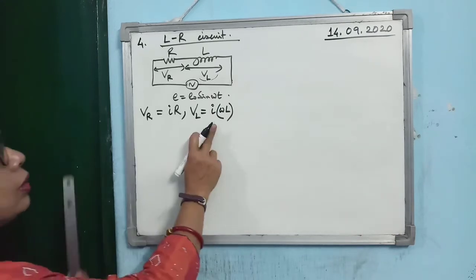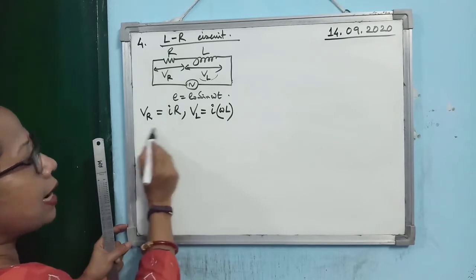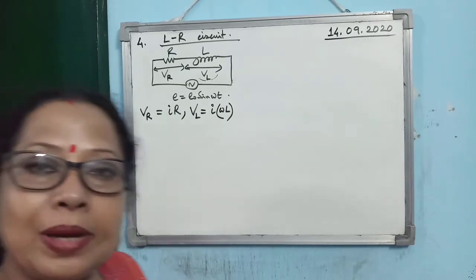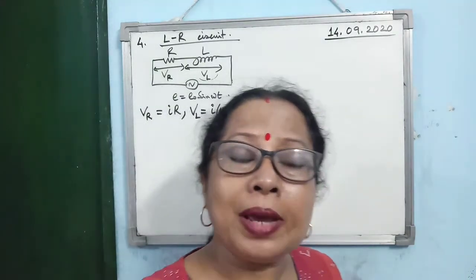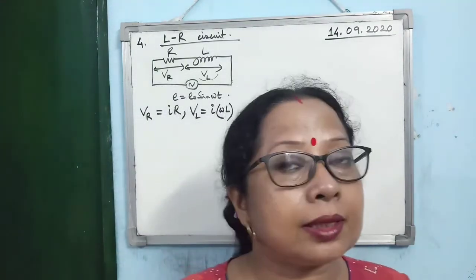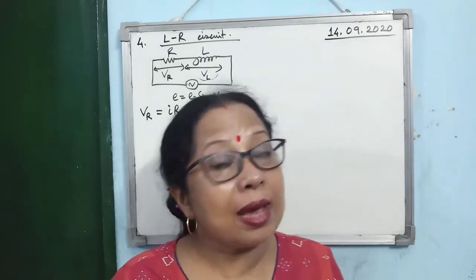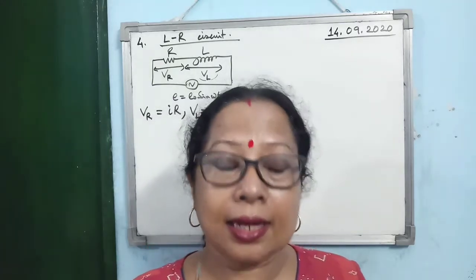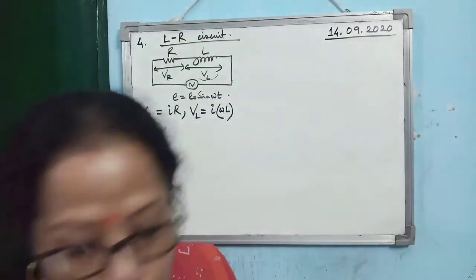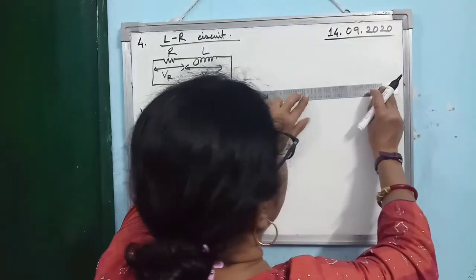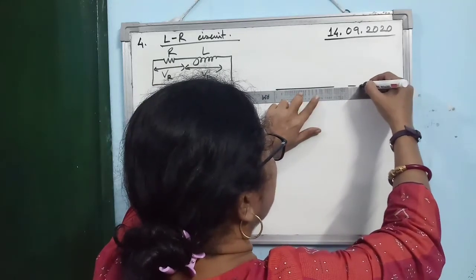Now, according to the phasor diagram, we know that for an only R circuit, the potential drop is in phase with the current. And in case of an inductor, the EMF leads the current by an angle pi by 2. So in this case, we draw the phasor diagram in a different manner. Please follow it.